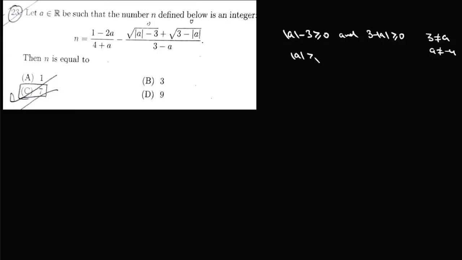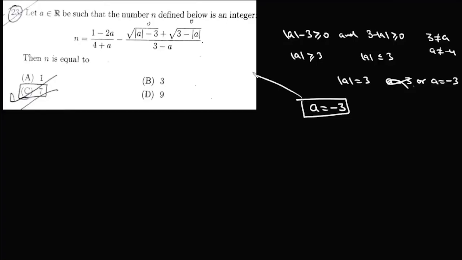Now from here we can write mod a is greater than or equal to 3 and mod a is less than or equal to 3. Now it is only possible when mod of a is 3, that is, the value of a is either 3 or minus 3. Now a cannot be 3, so the only condition we have here is that the value of a should be minus 3. And when we put the value of a, we can write n as 1 plus 6 upon 1 minus 0. So the value of n will be 7. And that's your option C.